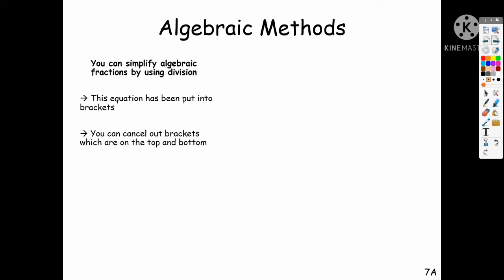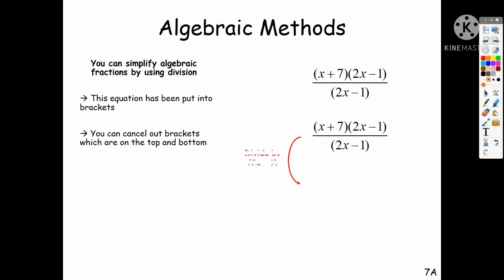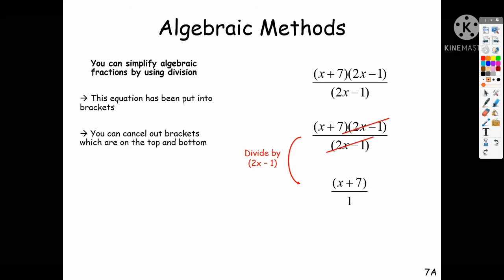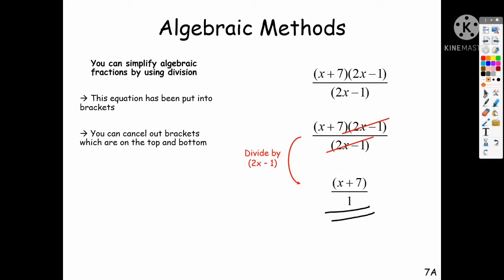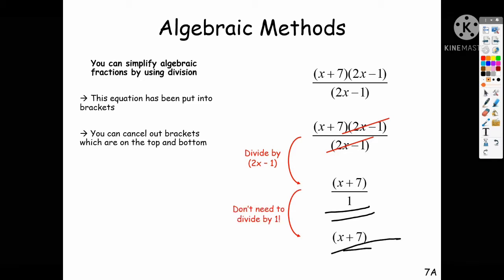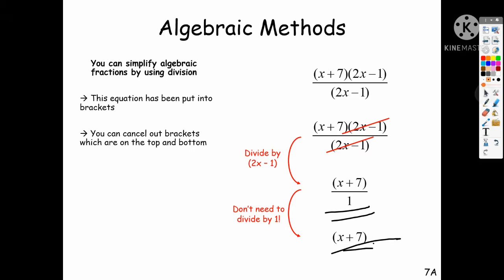So this expression has been put into brackets, like so. You can cancel out brackets which are on the top and the bottom. So these are common, and so we can divide by the 2x minus 1. So there you go. So I'm left with x plus 7 divided by 1. And again, you don't need to divide by 1 here. So x plus 7 is also allowed here. Any of those, that one or that one would be allowed, but the bottom one is slightly nicer.